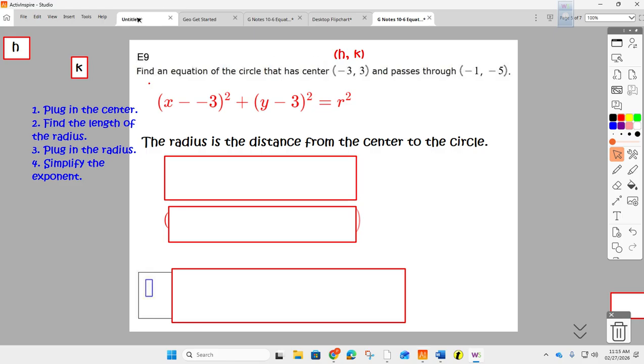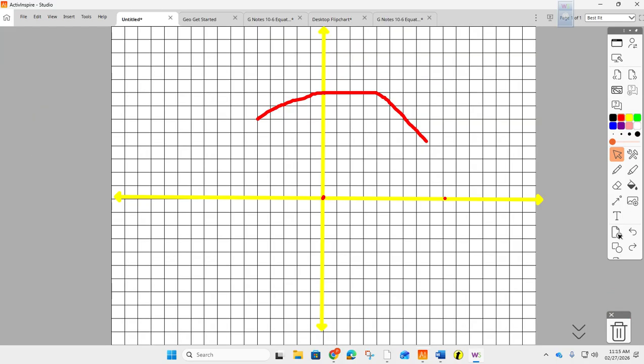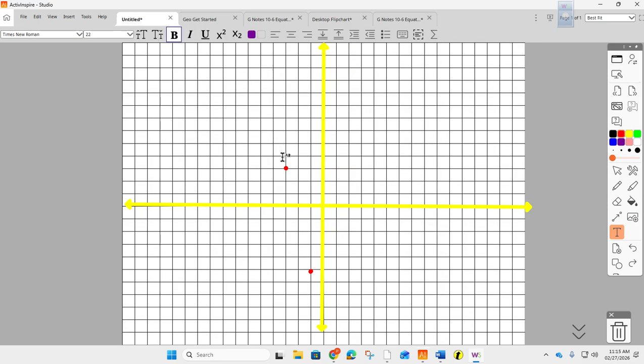Okay. So let me, all right, so the center point is -3, 3. So -1, 2, 3, up 3. And the other point, what's the other point? -1, -5? Okay. -1, -1, 2, 3, 4, 5. All right, so this is the center point. I'm going to call it C.